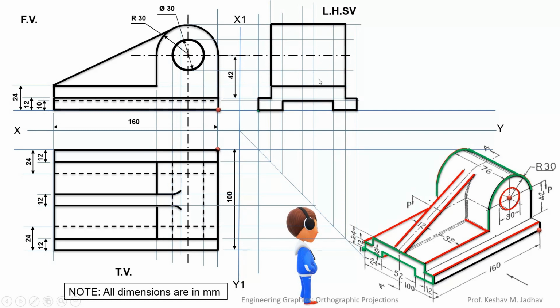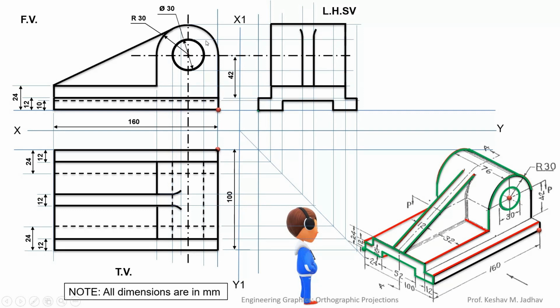Now we can draw this rib. We have already taken the projection from the top view for this rib, so we can draw the rib here. This rib should not be extended up to this line. It is just tangent to the cylinder. So this small curve at the end indicates that this rib is tangent to the cylinder.